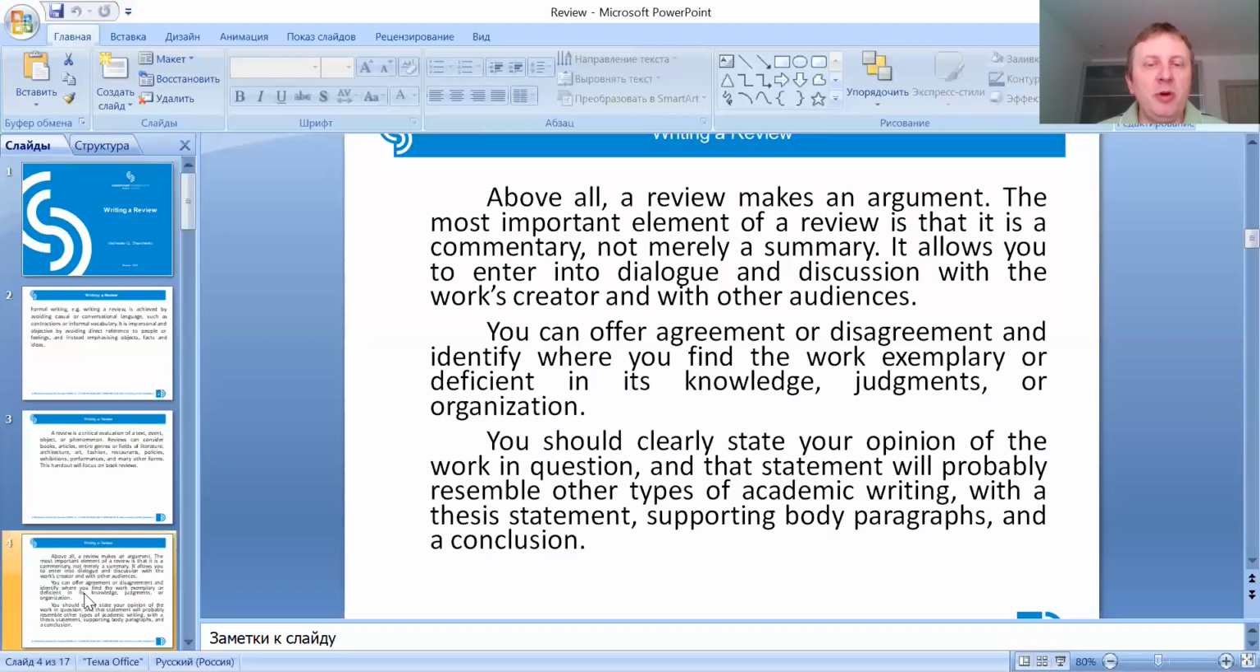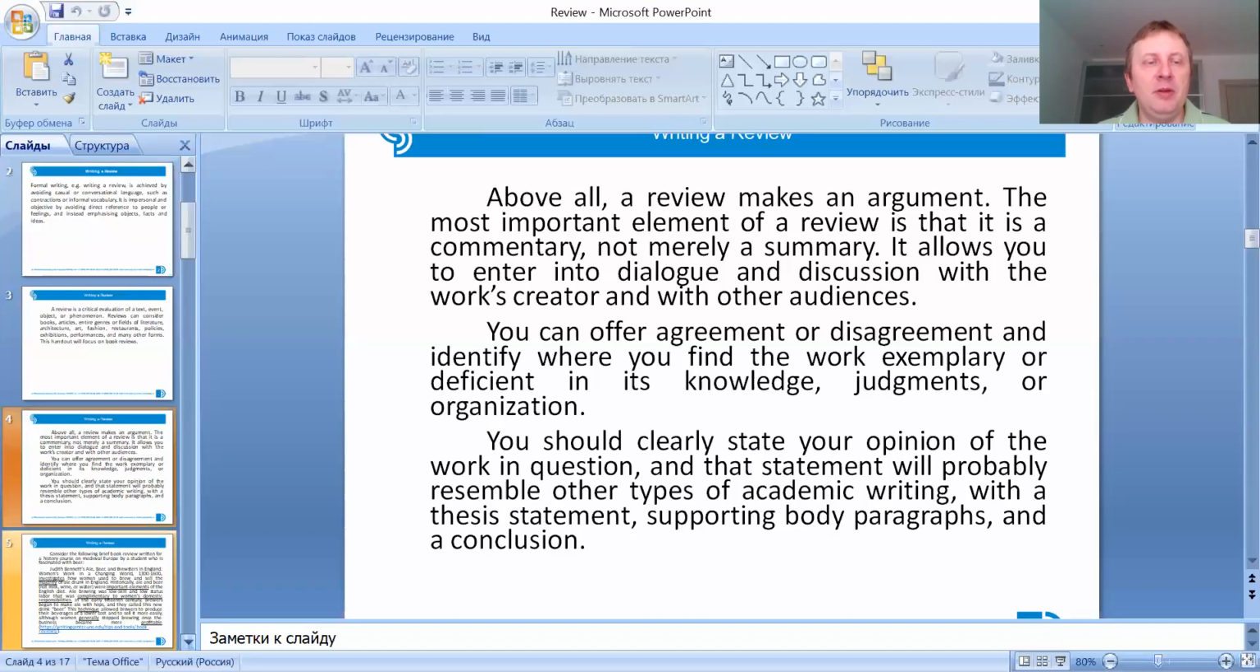That statement will probably resemble other types of academic writing with a thesis statement, supporting body paragraphs, and a conclusion. But you don't really have to write a piece of academic writing. Your review can be simpler, and we're going to talk about it further on.